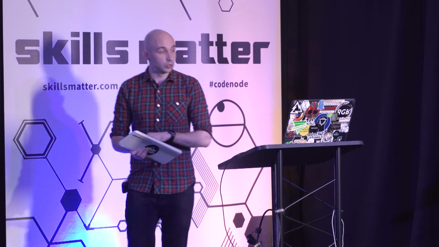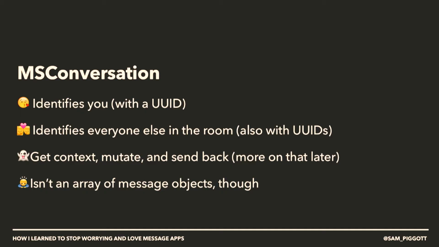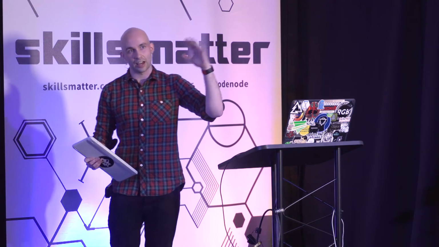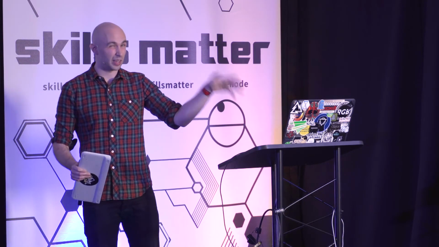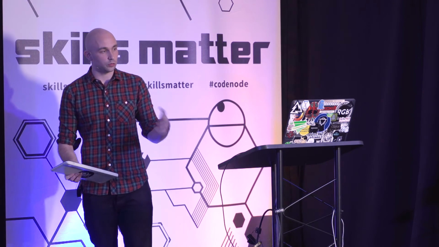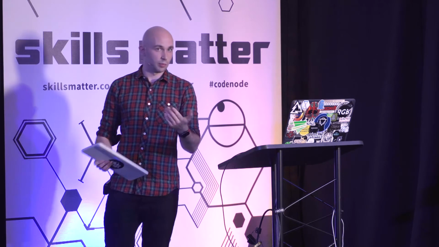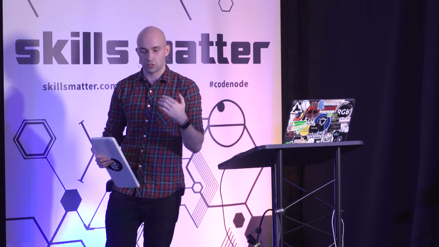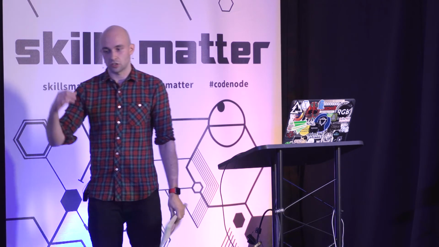Starting from the top, the MSConversation object identifies you and everyone else in the room with UUIDs. Unfortunately, as great as it would be, it isn't just an array of message objects. You can only have access to the last selected message, which I'll go into in a little more detail. But that's basically how data is passed to and from the message apps or message extensions.